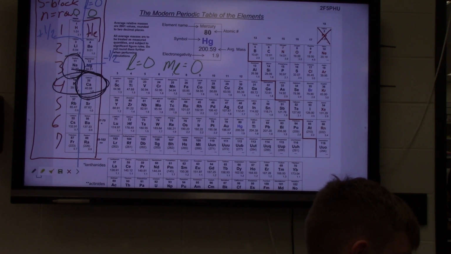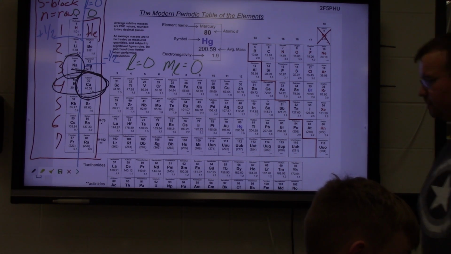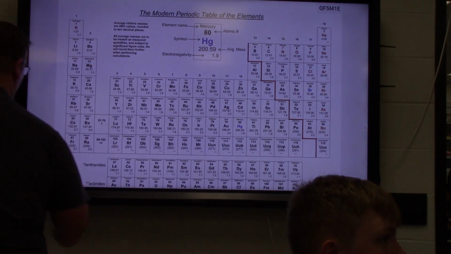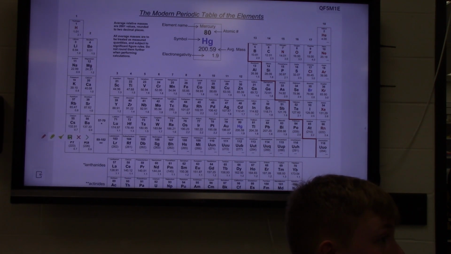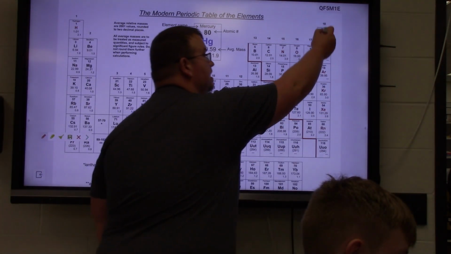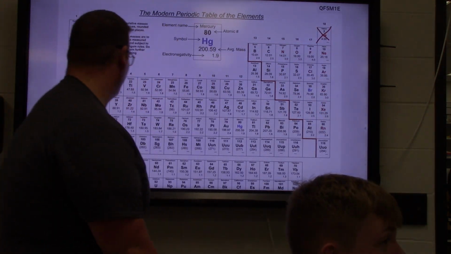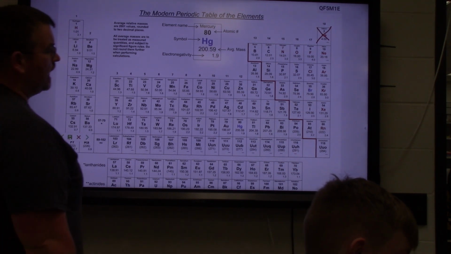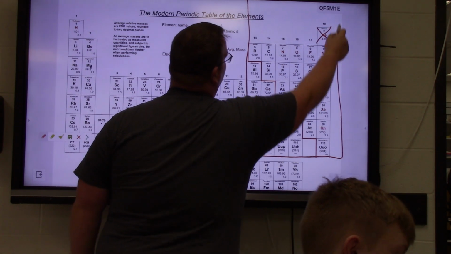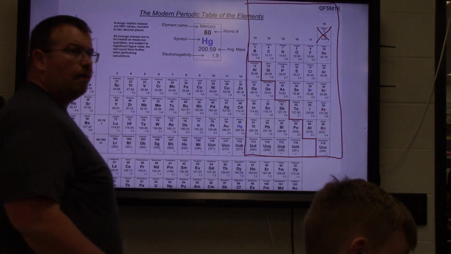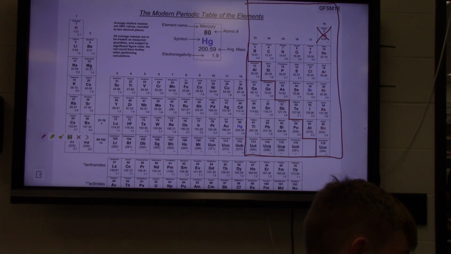Got S block? Let's look at P. Now we're going to look at P block. Remember, helium is not in the P block. So know the breakdown. Columns 13 through 18 is P block.